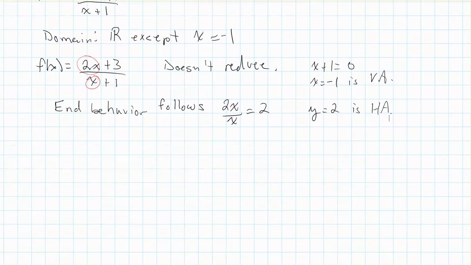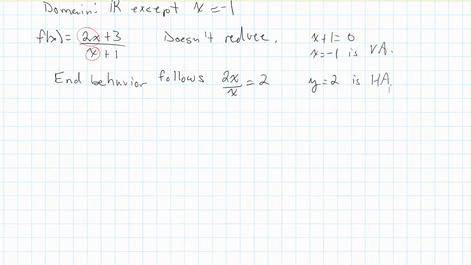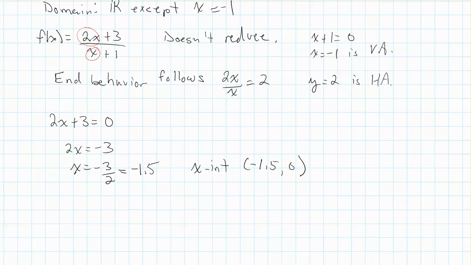And then let's find x and y intercepts. Well, x intercepts are when my numerator is 0. So I want to know when 2x plus 3 equals 0. Then I'd have 2x equals -3, so x is -3 over 2, which is also the same thing as -1.5. So this is an x-intercept of -1.5 comma 0.